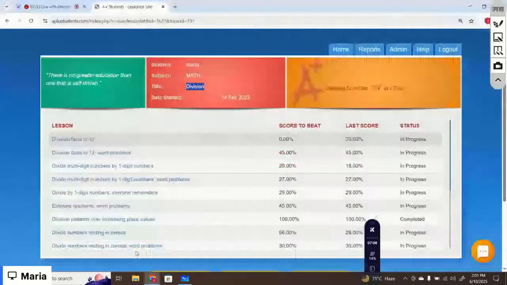Then I will write down chapter 1 definitions. Let's just start with the process and value. Division facts to 12. So let's start with the lesson, that is division facts to 12.